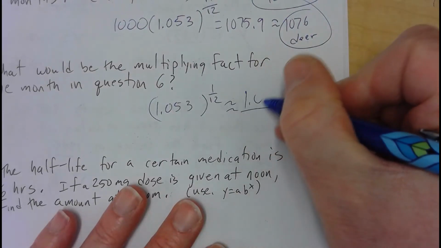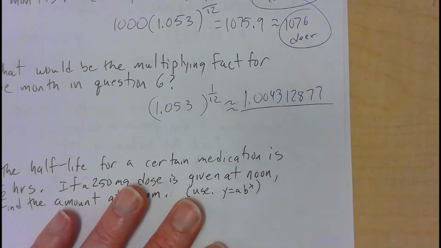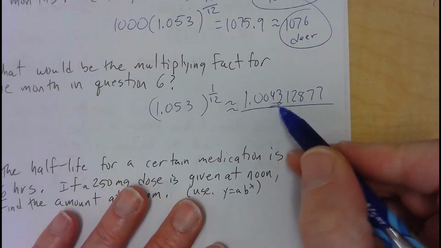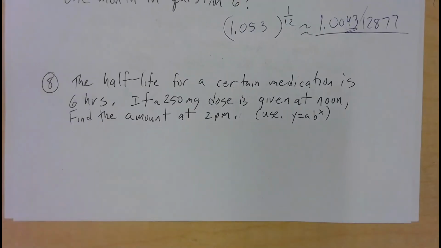You get 1.0043, and I wrote all the decimal places out here. So basically, I would kind of cut it off there somewhere. The next one is the half-life.